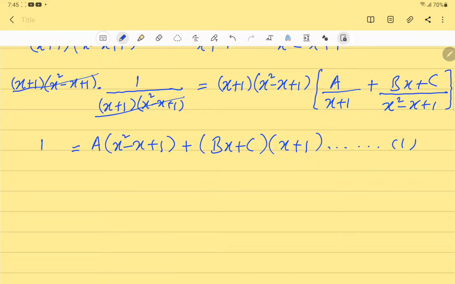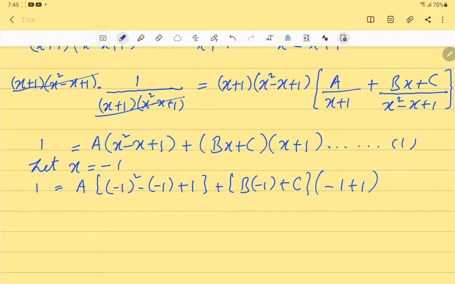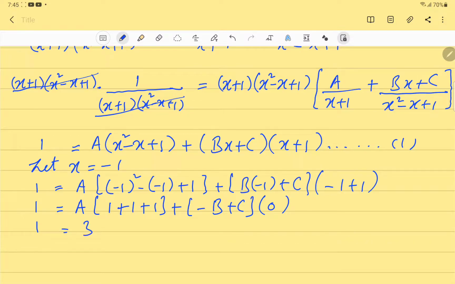Now we will assume different values of x to find out the values of the constants A, B and C. So first of all we will assume it as minus 1. By substituting minus 1 in the equation, it will look like A into minus 1 square minus minus 1 plus 1 plus B into minus 1 plus C into minus 1 plus 1. So A into 1 plus 1 plus 1 plus minus B plus C into 0. So this way we will be having 3A is equal to 1, and we will divide both sides by 3, which will give us A is equal to 1 over 3.